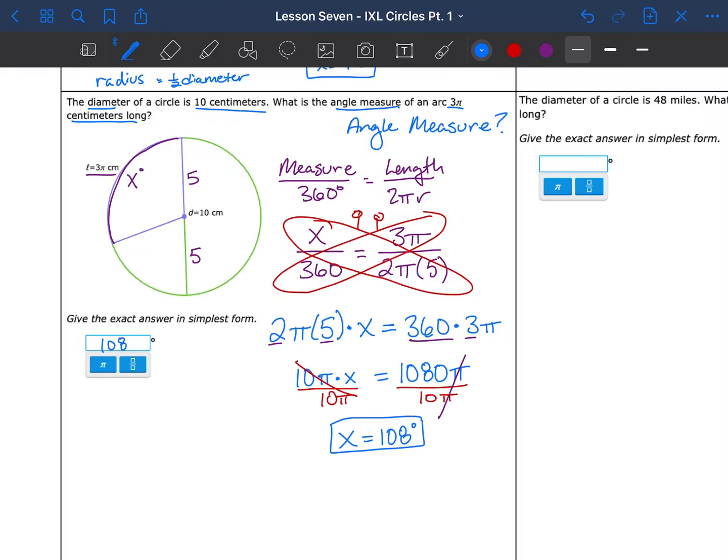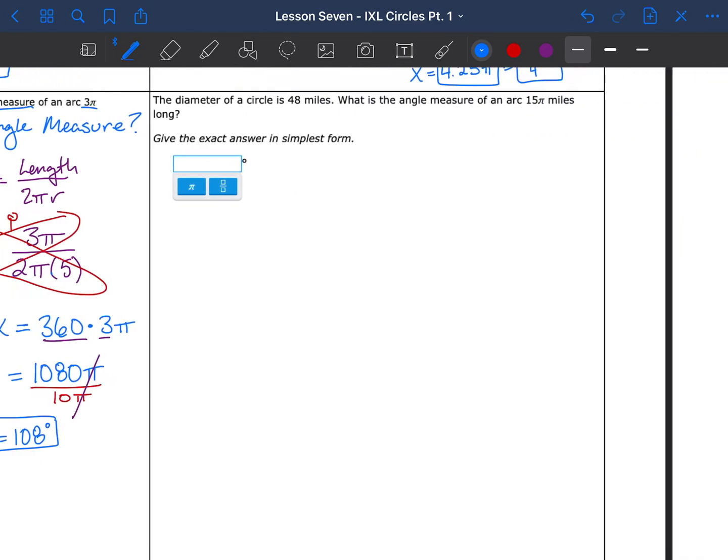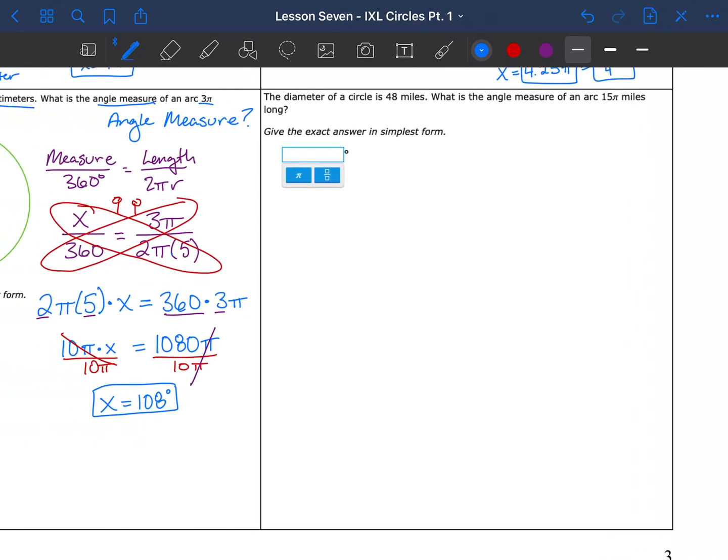That's it. So when you're looking for arc measure, usually, I'm going to say usually, the pi's are going to cancel. You don't need to worry about the pi's. Let's take another example right here. So it's similar to the last one. It goes like this. The diameter of the circle is 48 miles. What is the central angle measure of the arc 15 pi miles long? So again, we're looking for the angle measure.